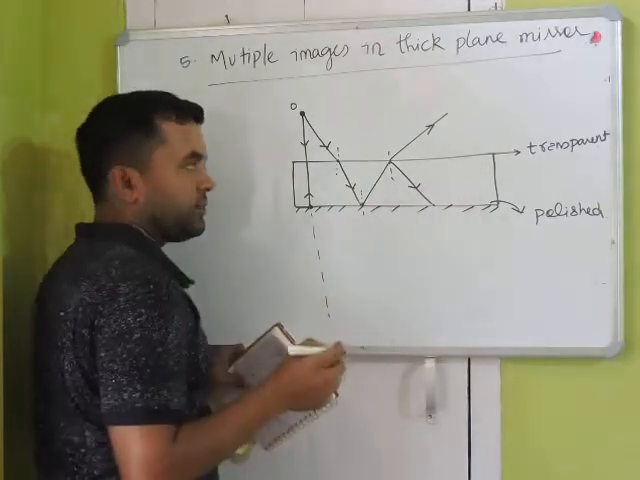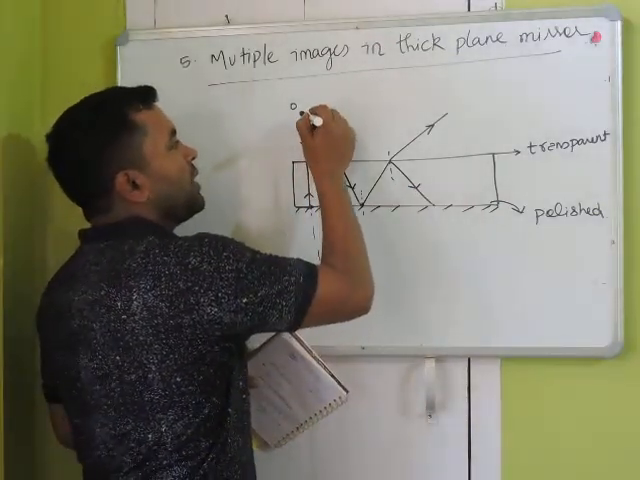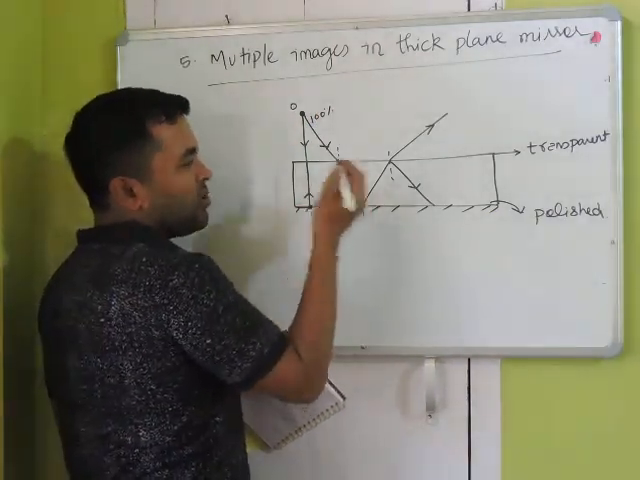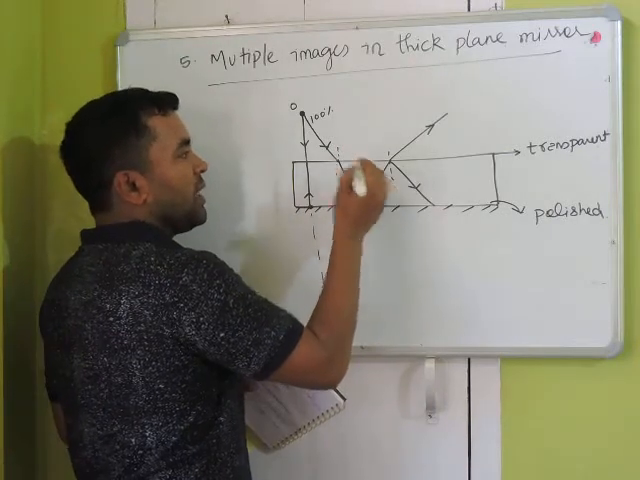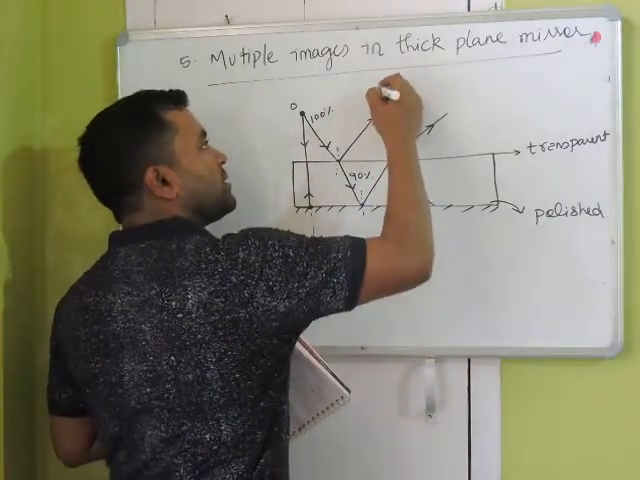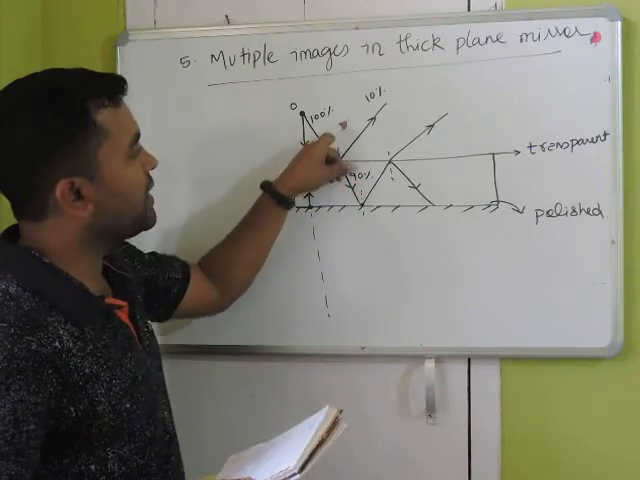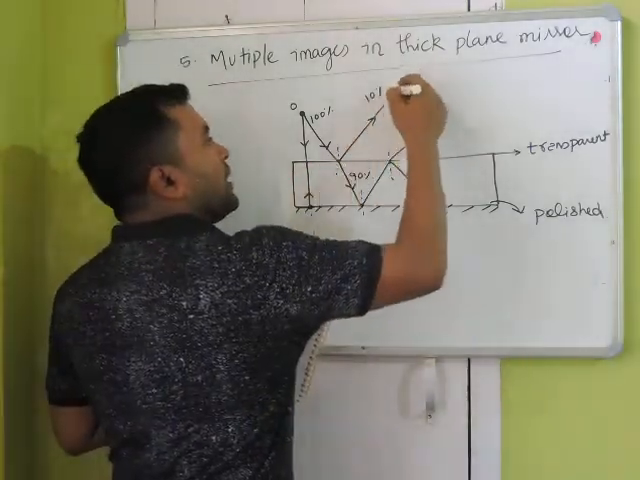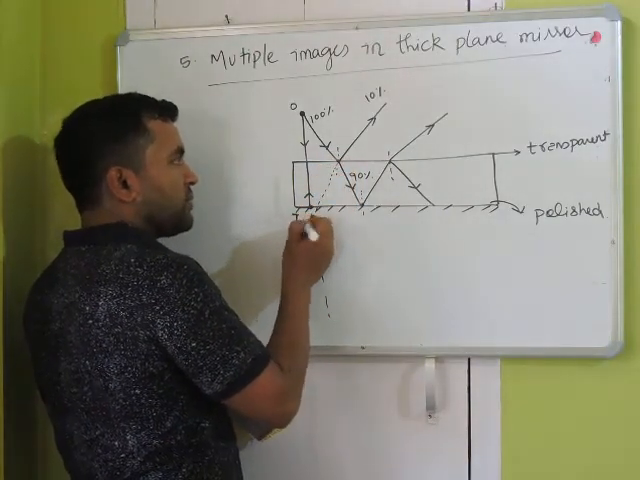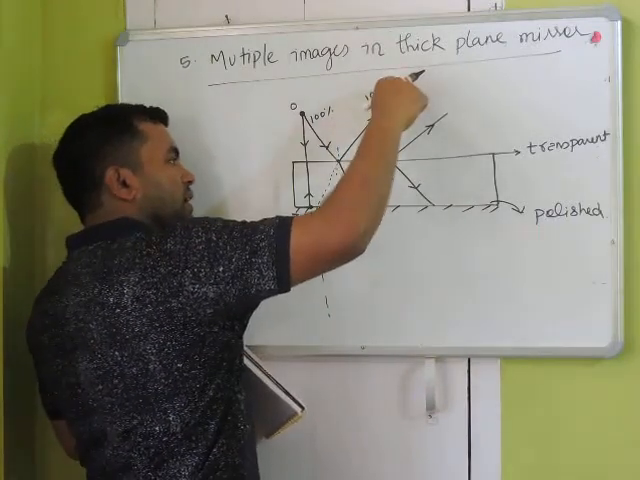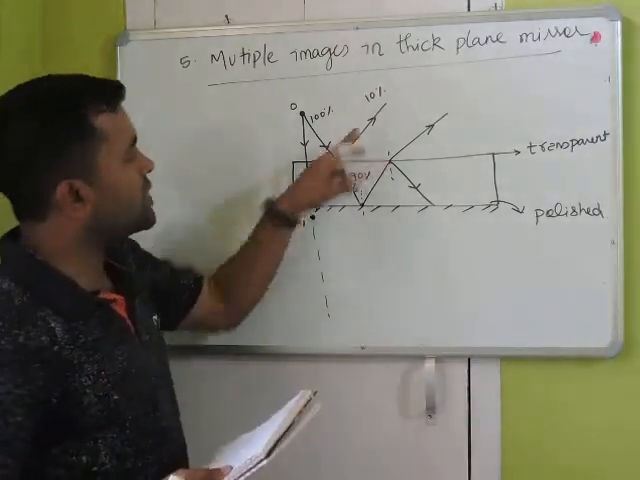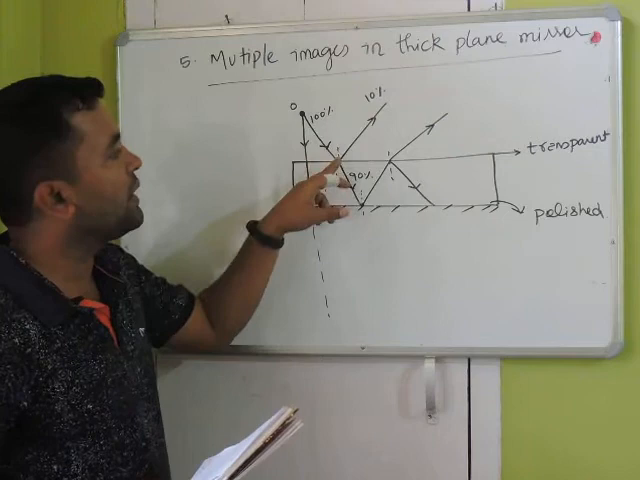Now let me make this clear. Suppose this is 100% of light. Most of the light goes inside, so let us say this is 90%. Some part will be reflected, let us say this is 10%. Energy should be conserved, so 100 is 90 and 10. Now if you extend this, this is your first image. If I extend this light, which is entering your eye, you will see the image. The first image is formed because of 10% of light.